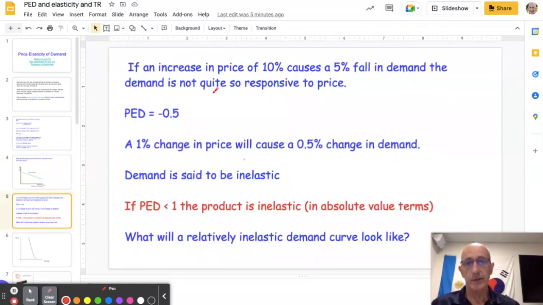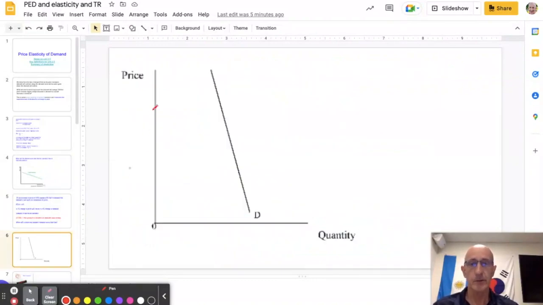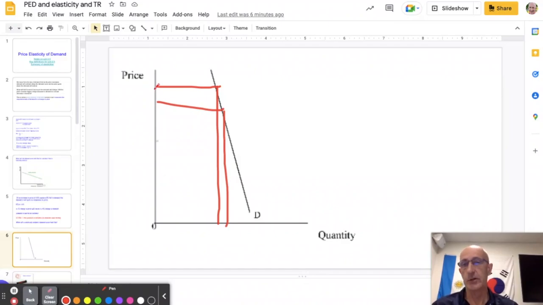Another example might be this one. If an increase in price of 10% causes a 5% fall in demand, we're going to get a PED here of -0.5, or just 0.5. Same relationship: for every 1% change in price, there'll be a 0.5% change in demand. But it's inelastic. It's not as responsive as it was before, and therefore the demand curve is going to be much steeper, relatively steep in comparison to other demand curves. Excuse the line that's gone a bit sloping, but you can see that the change in price doesn't have as big an impact on demand as we saw in the elastic diagram.